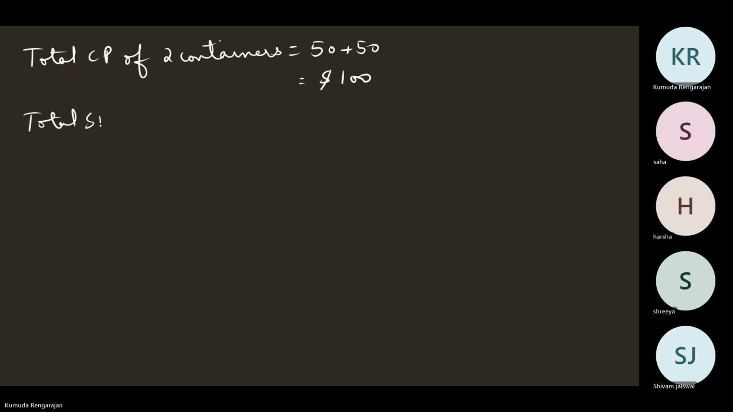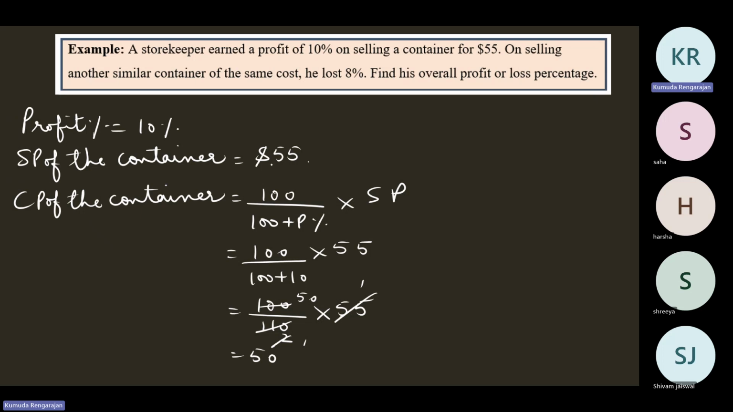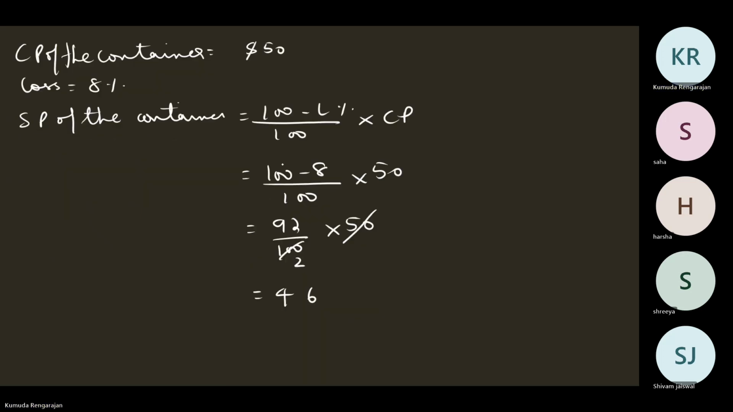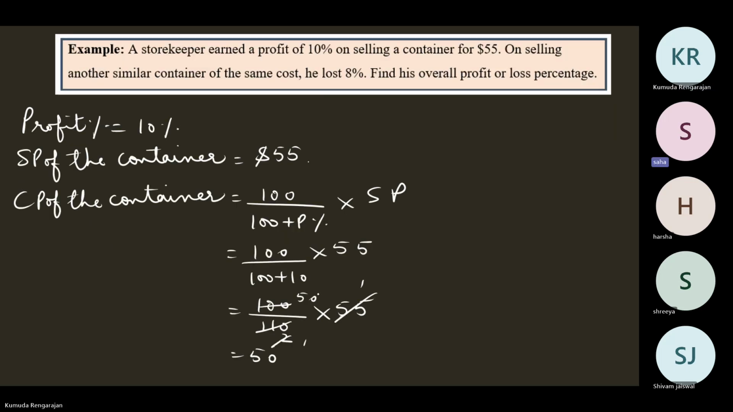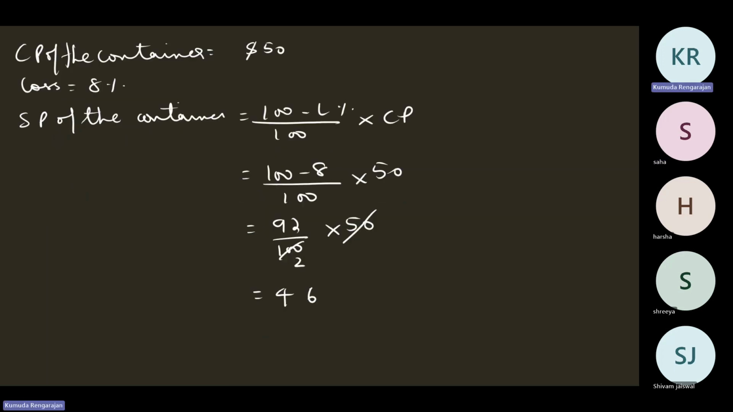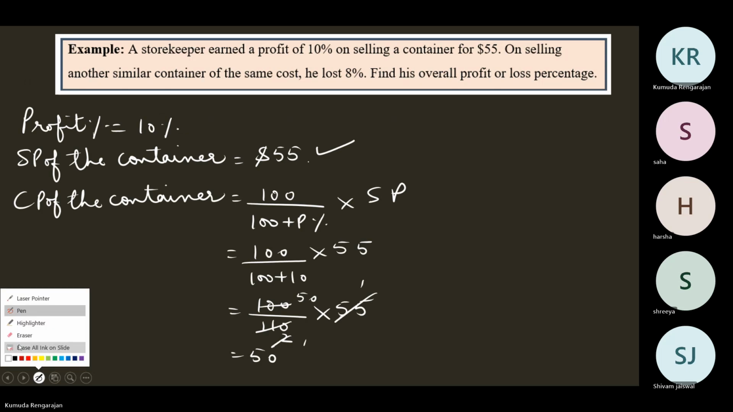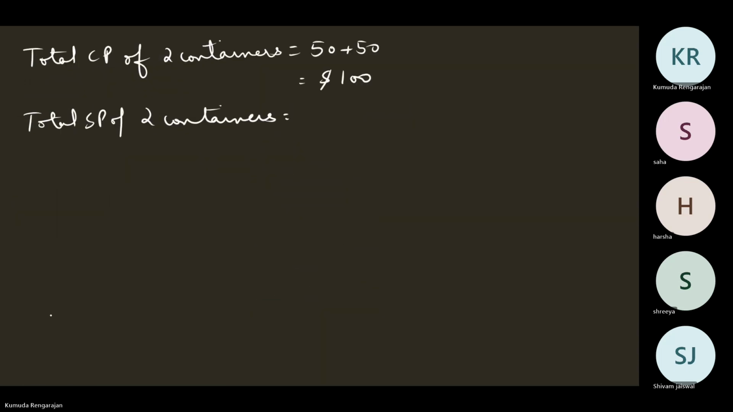Total SP of 2 containers. One is sold at 55 rupees. The other is sold at 46 rupees. Correct? You can see here. One is sold at 55 rupees and the other is sold at 46 rupees. That is 101 rupees.